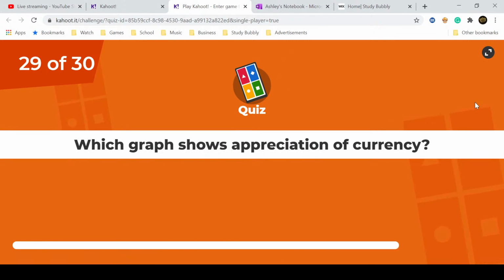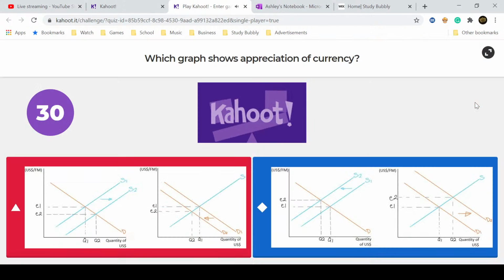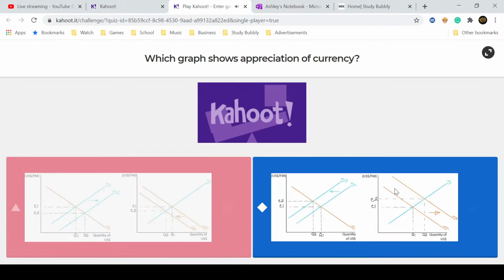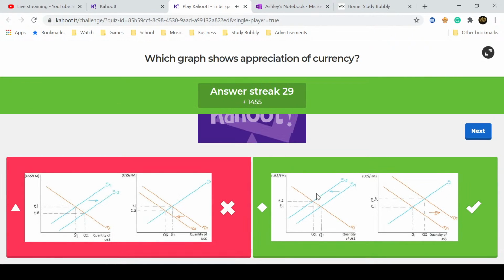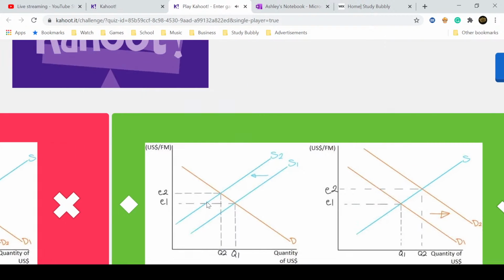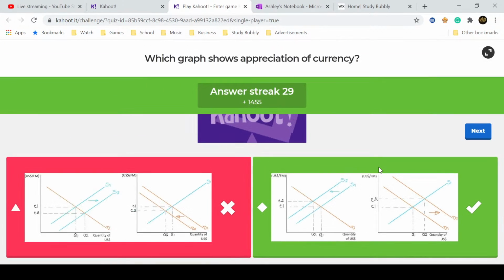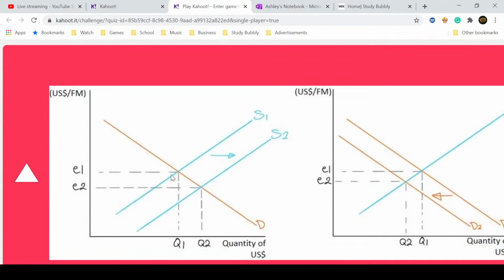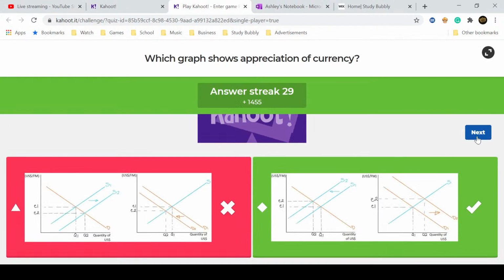Which graph shows appreciation of currency? Pretty simple. It's this one, because as you can see, if you look closer, the second price level with the shift, that's appreciation of currency because the price level goes up. Over here is depreciation because the price level is going down.